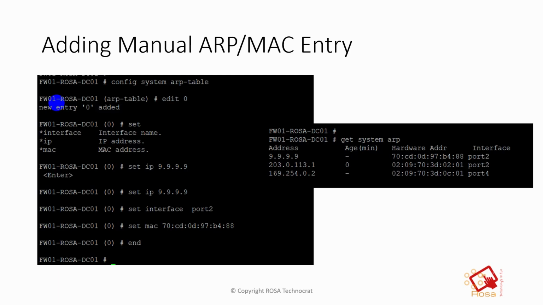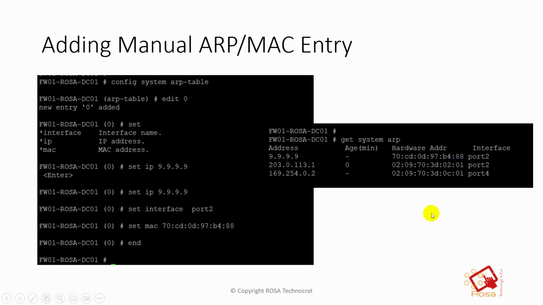Now, adding manual ARP slash MAC entry, as we saw, there is a state called permanent. So permanent means this ARP entry is added as a permanent entry by the administrator. So that you can do by using config system ARP table, and then you can have a set IP, set MAC address, and end. So this will create a static ARP entry. Here you can see 999 I have created and binded against this MAC address.